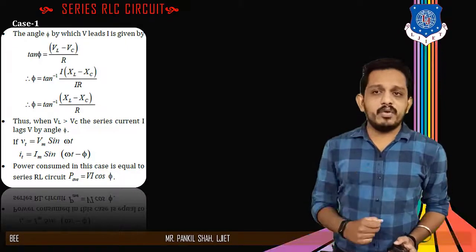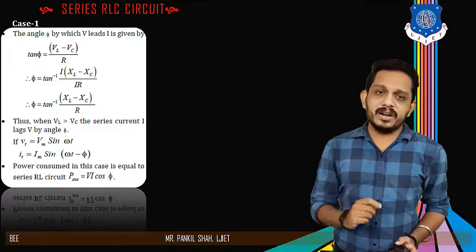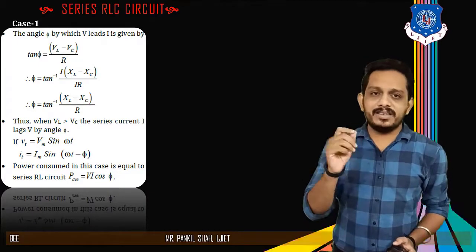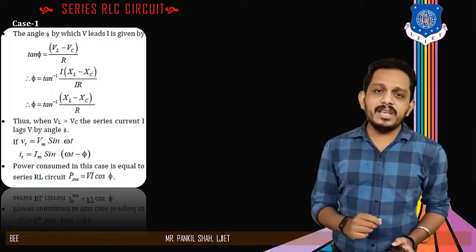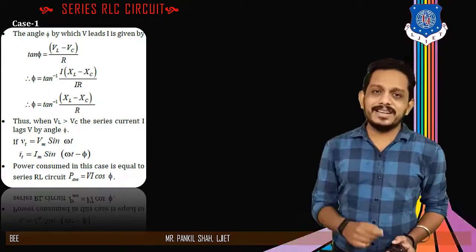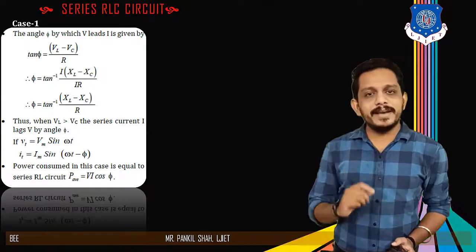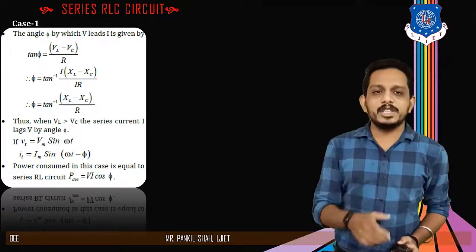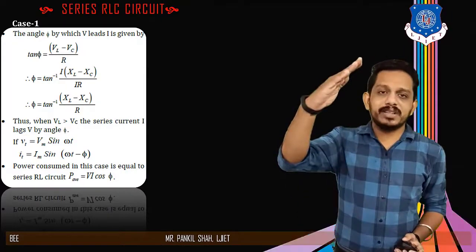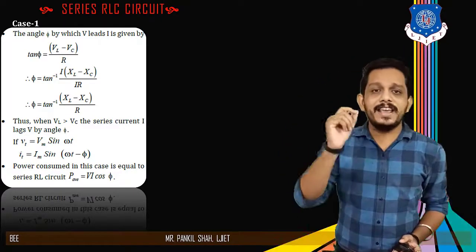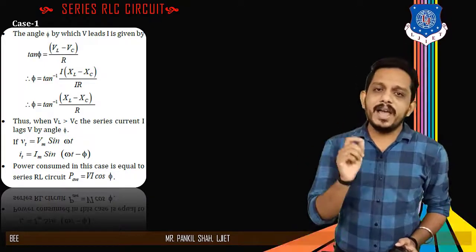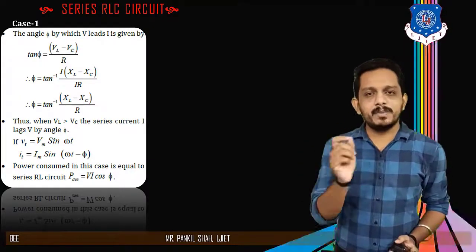Now if we want to write down the equation of current in this series RLC circuit in the first case, then we can write the equation of voltage as V is equal to Vm sin omega t, and the equation of current is written as I is equal to Im sin (omega t minus phi). In that phasor diagram, you have seen that voltage was leading and current was lagging by angle phi. So if current is lagging, then you have to put a negative angle. Then the negative angle is minus phi.